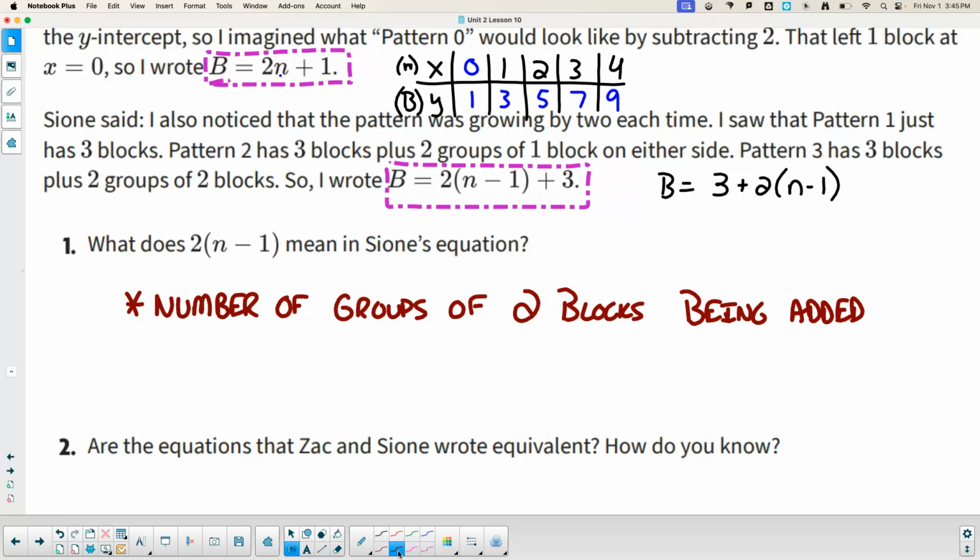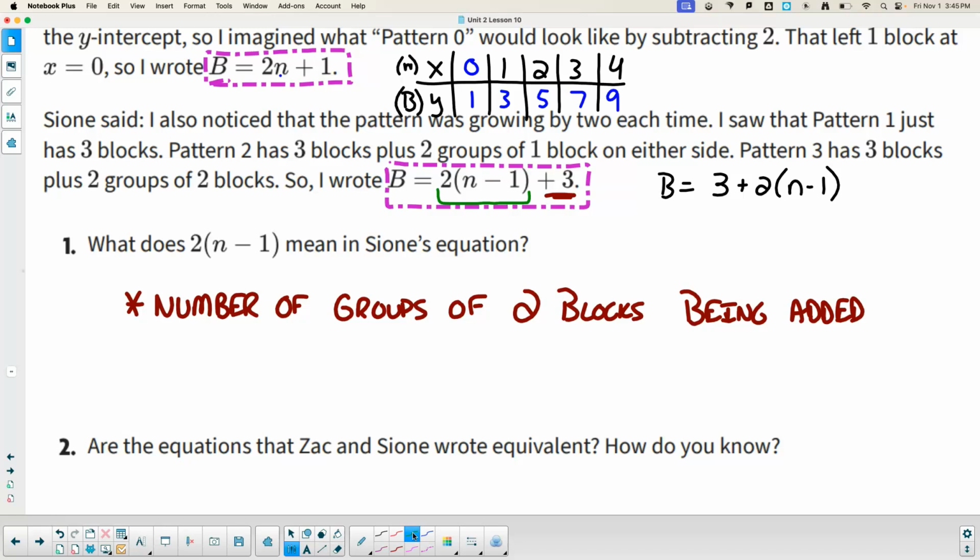So that's the change, because remember we started with three blocks in Grandma Billings's pattern. This would be the change here. Then this is going to be the change to that 3, so that's the number of groups of 2 blocks that are being added.